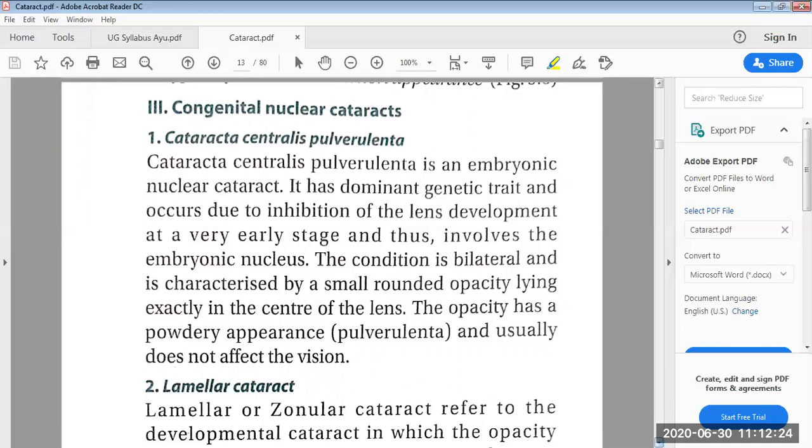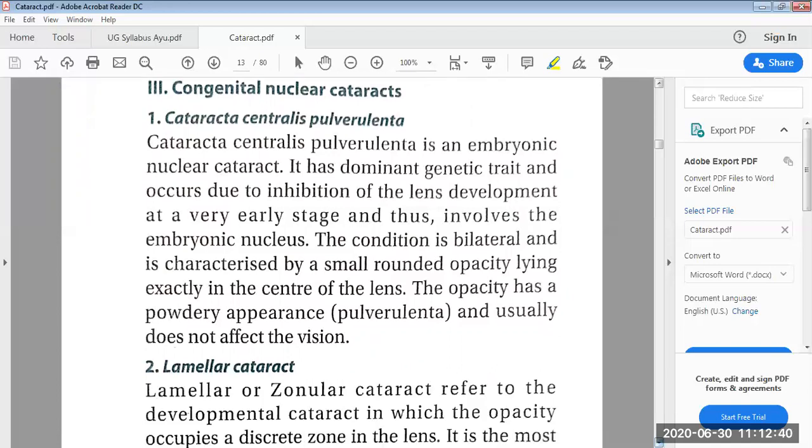The condition is bilateral and is characterized by a small rounded opacity lying exactly in the center of the lens. The opacity has a powdery appearance. That's what is called pulverulenta, and it usually does not affect the vision.